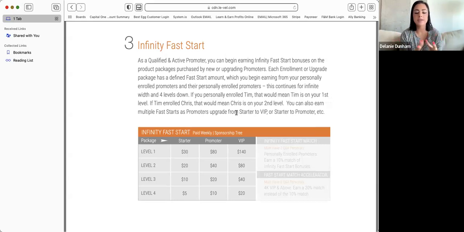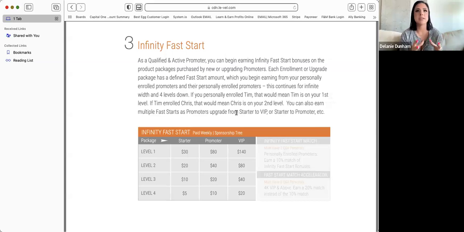Again, placement wise, like Chrissy was placed, I do not make anything when Chrissy sells a promoter pack. So that's just a little bit different between sponsorship and placement. But as you guys can see, this can be very, very lucrative. You make more off of this than selling a 3-step system to a customer.